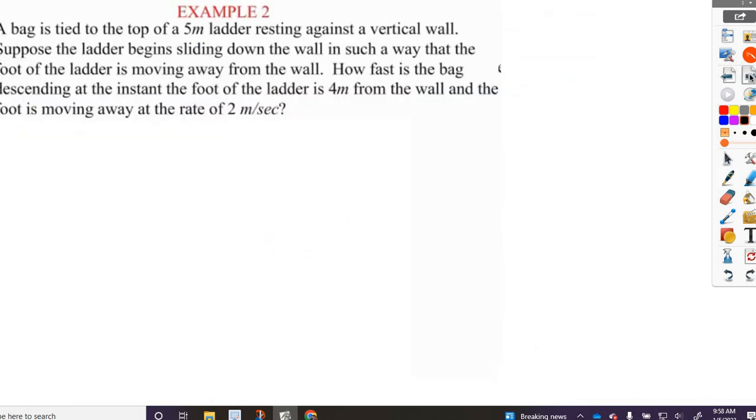The other big example of where we will see these types of problems is going to be with ladders. Lots of ladders. We'll see what we have to do. So it says a bag is tied to the top of a 5-meter ladder resting against a vertical wall. Suppose the ladder begins sliding down the wall in such a way that the foot of the ladder is moving away from the wall. How fast is the bag descending at the instant the foot of the ladder is 4 meters from the wall and the foot is moving away at a rate of 2 meters per second?